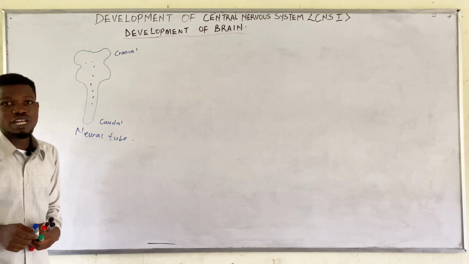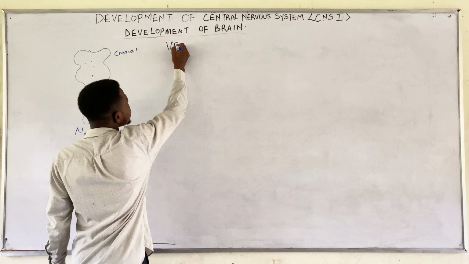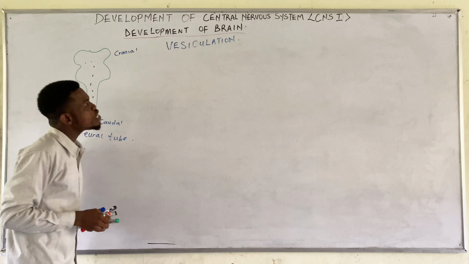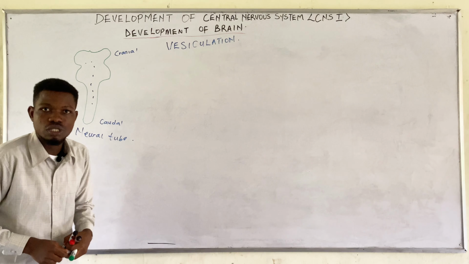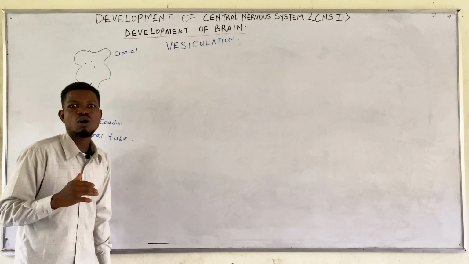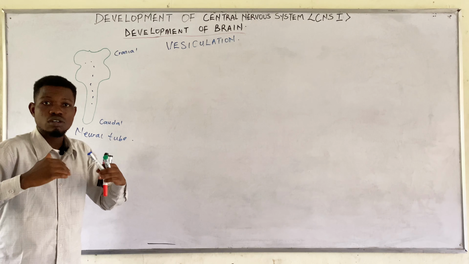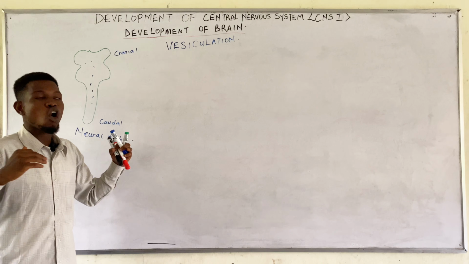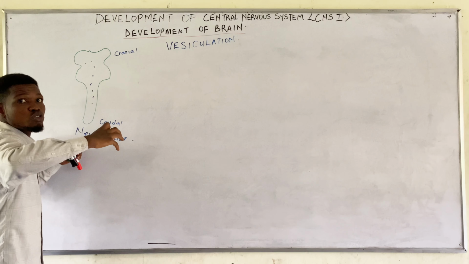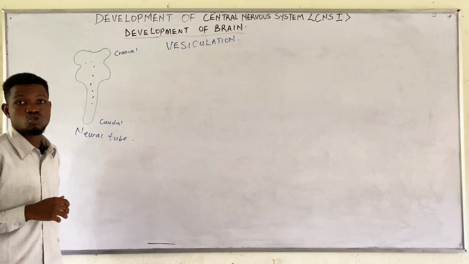Now, around this cranial part of the neural tube, there's something we want to look at. We call it vesiculation. What do we understand by the word vesiculation? Vesiculation is the process involved in the formation of brain vesicles. Do you get? Brain vesicles are just like a bulge, a dilation, a swelling of the cranial part of the neural tube. You see this lateral end of the cranial tube, they begin to bulge, they begin to become dilated and form bulge-like structures, and that is what we call the brain vesicles.